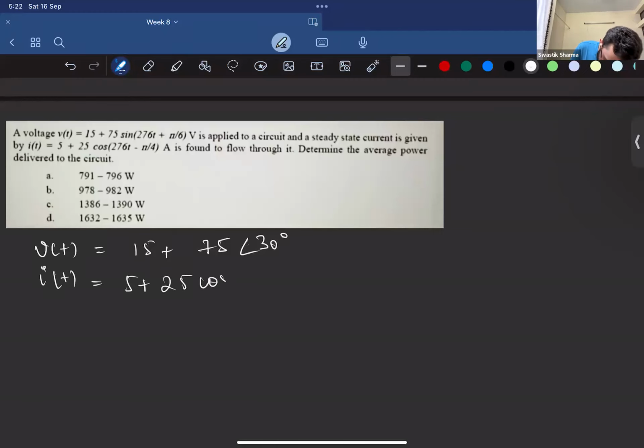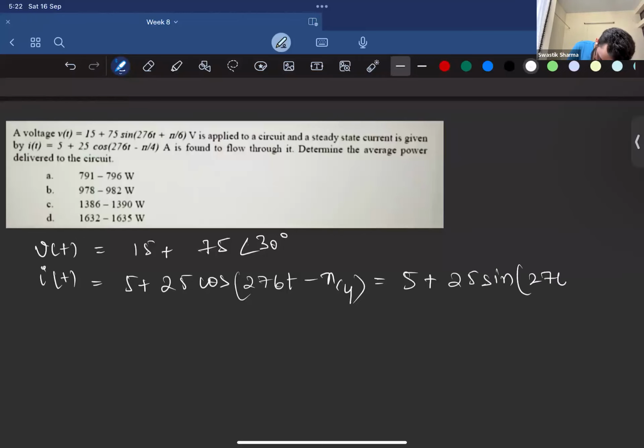This would be 25 cos of 2760 minus pi by 4, which can be written as 5 plus, so it's plus 90, right? It would be plus 90. 25 sine 2760. So minus pi by 4 plus pi by 2 is what? Plus pi by 4, right? So which can be written as 5 plus 25 angle 45.